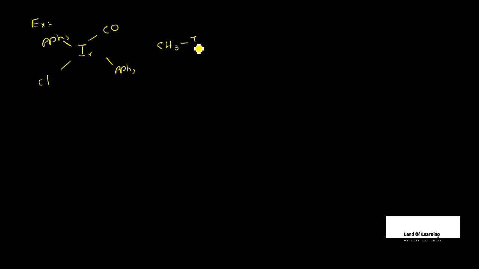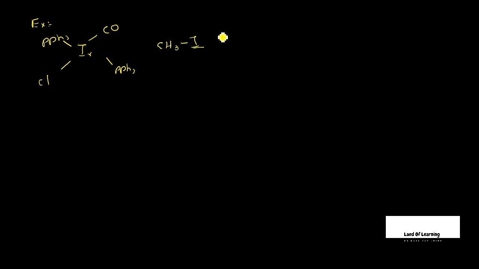Okay, now in the next example, I will again explain it with a simple example. Let's take an example like this. The same thing, same iridium with carbonyl. Let's take another chlorine, and let's take a phosphine. Sorry, another phosphine. So now we are going to react this with CH3I. This is our molecule.